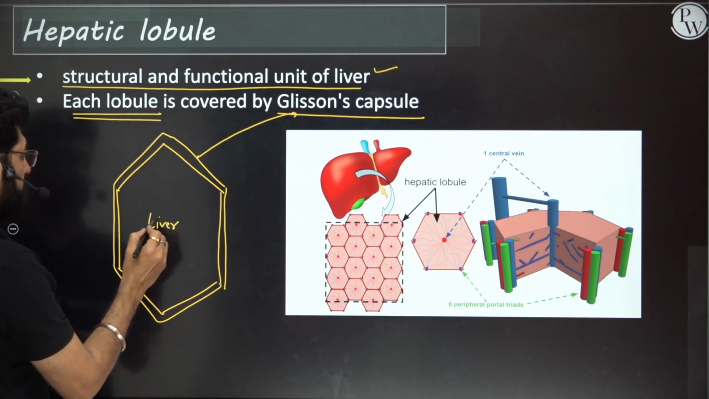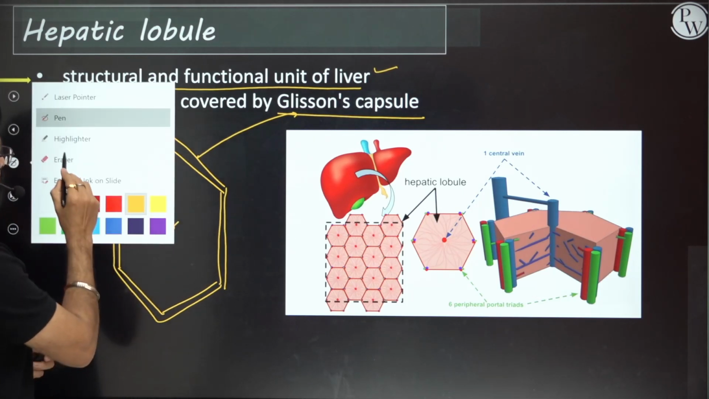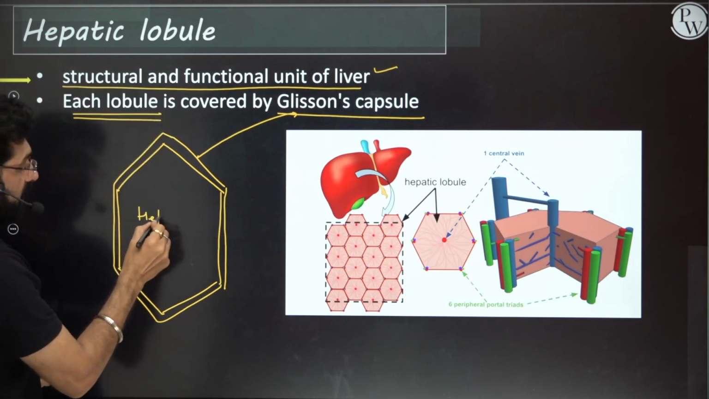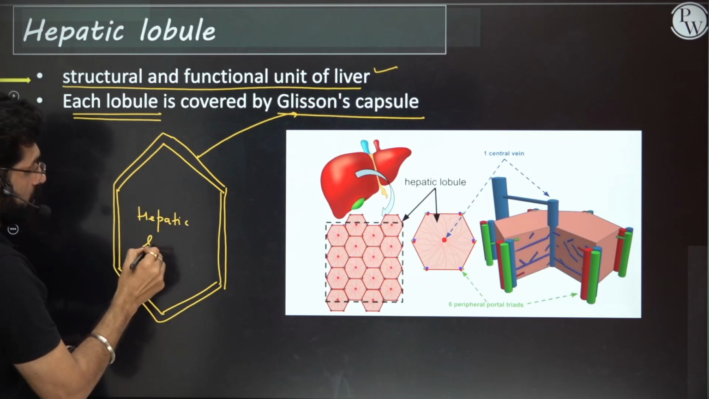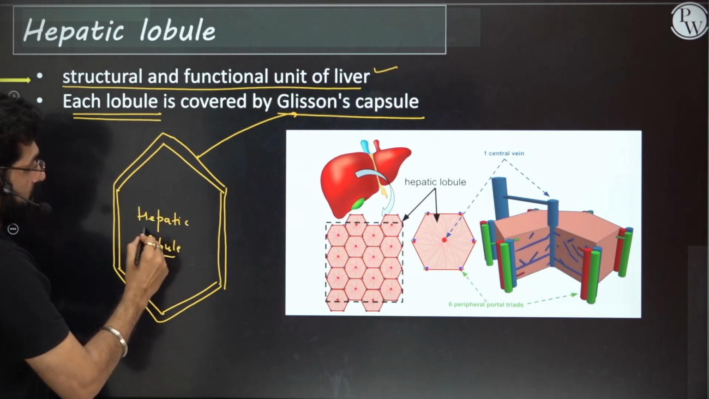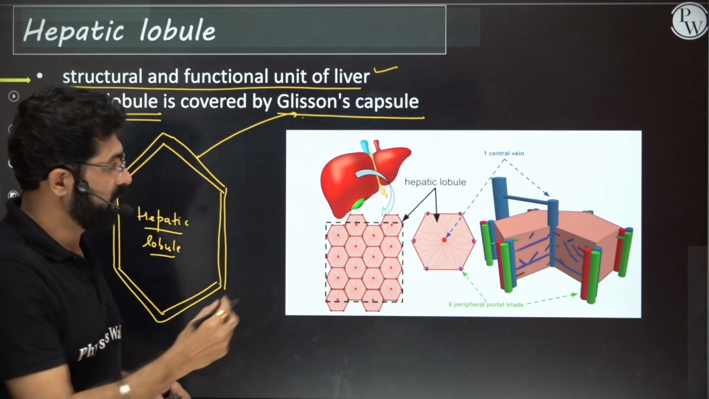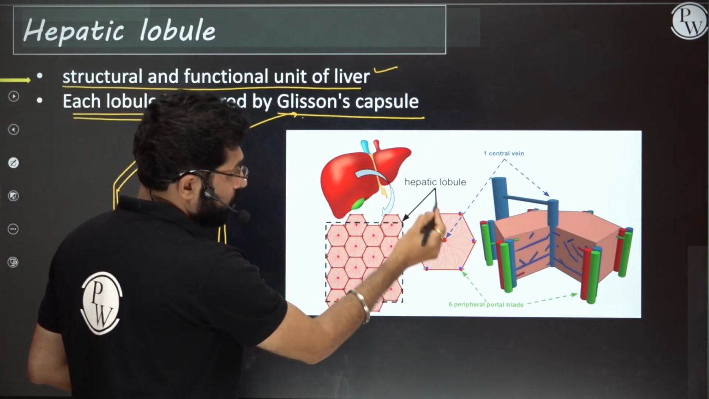Hepatic lobule, you can say liver instead of liver, you can write hepatic lobule. So this is the hepatic lobule, and it is covered by the connective tissue called Glisson's capsule. Okay, so let's see here. This is the hepatic lobule.